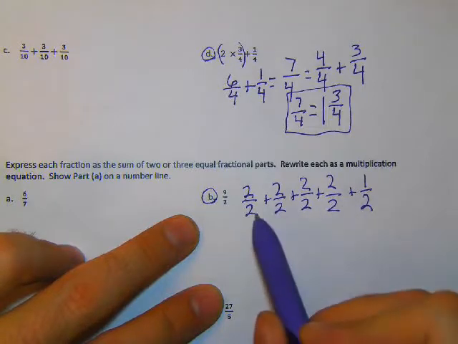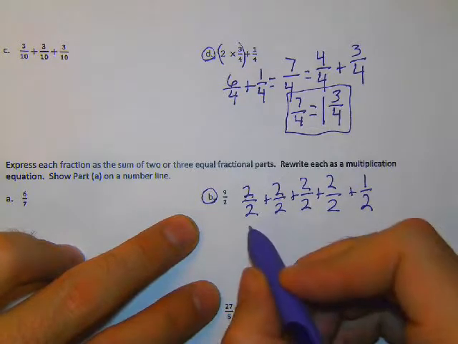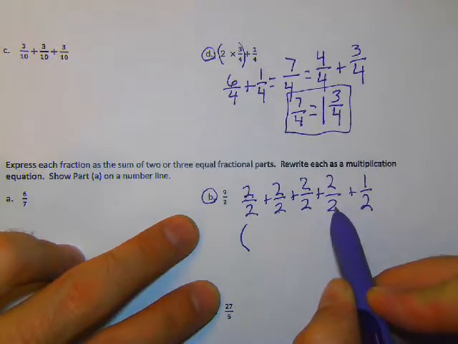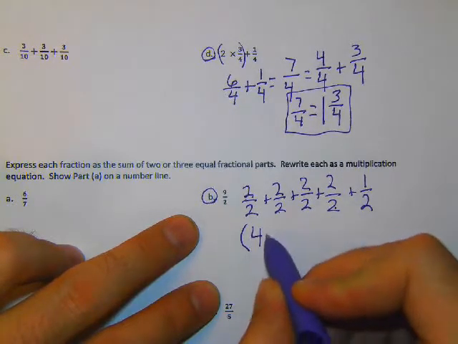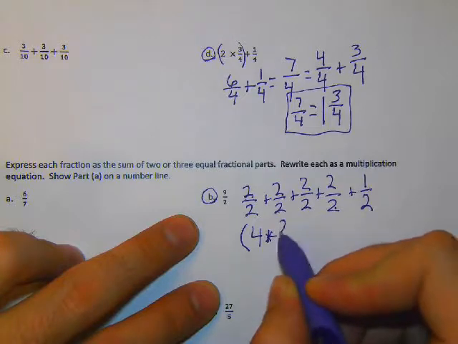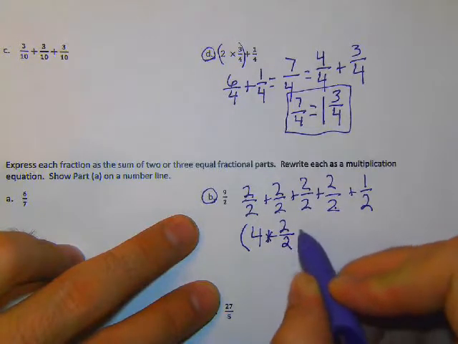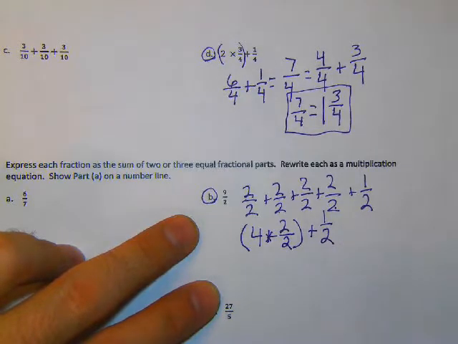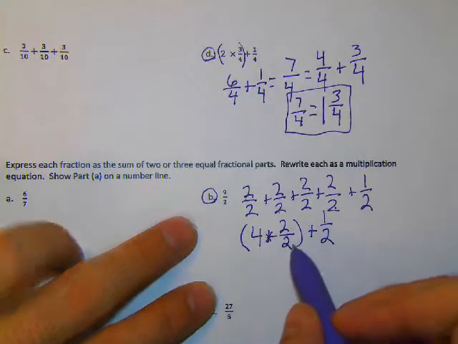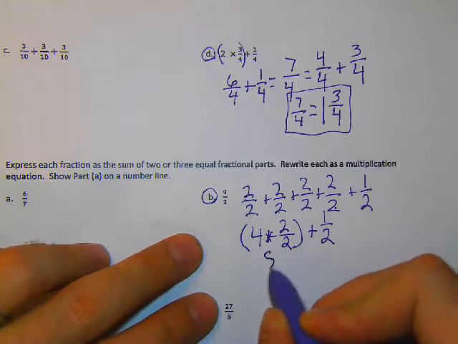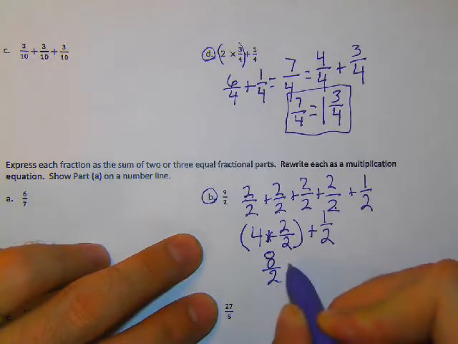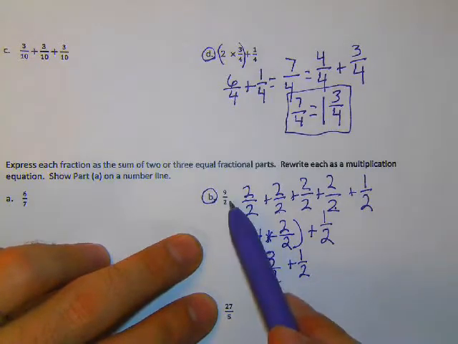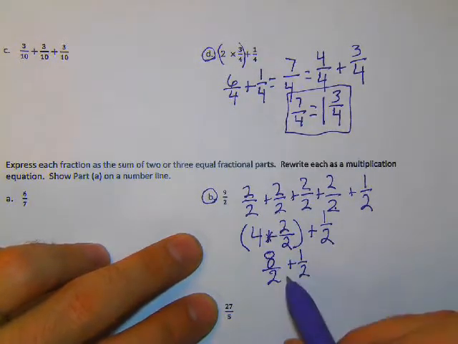The last thing I need to do is write my multiplication problem. So I have 1, 2, 3, 4 of those. So I'm going to do 4 times 2/2. And I still need to add my 1/2. 4 times 2/2 is 8/2 plus 1/2, which will give me my 9/2, but we also need to simplify.